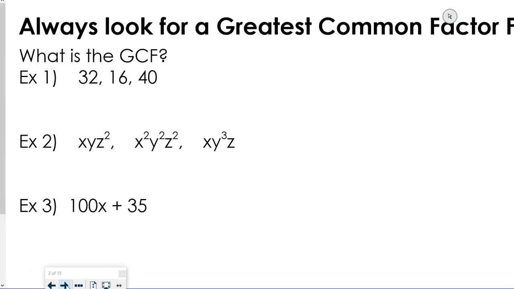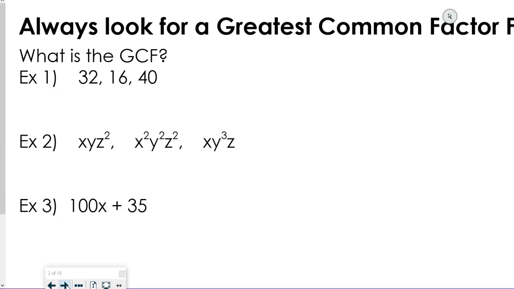So we've got 32, 16, and 40 here. Well, we could say 2 is, right? Because 2 goes into all three of those. Also, 4 goes into 32 8 times. 4 into 16 is 4. 4 into 40 is 10. But let's see if there's a bigger one.